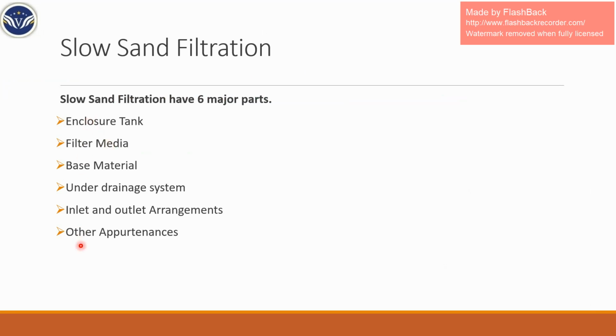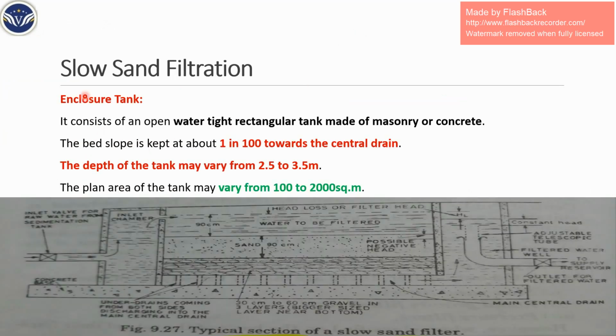So there are six major components of a slow sand filter. We will see them one by one. They are the enclosure tank, filter media, base material, under drain system, inlet and outlet arrangement, and other apparatus. So we'll see one by one. First one is the enclosed tank.